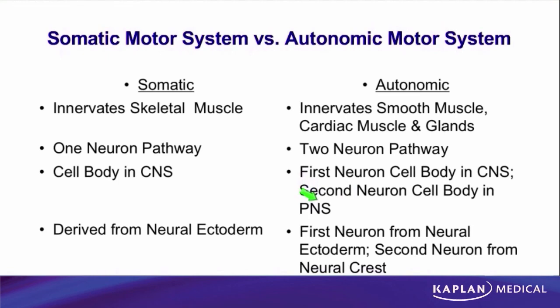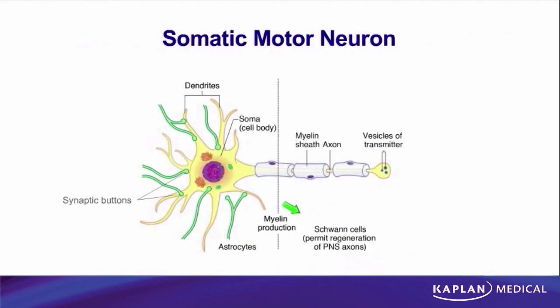And then going back to what we said earlier about embryology, since for the somatics one neuron has its cell body in the central nervous system, that means that it is a neuron derived from neural ectoderm, because any neuron that has its cell body in the CNS is from neural ectoderm. And in contrast, in the autonomic nervous system, the first neuron is from neural ectoderm, because its cell body is in the CNS, but the second neuron is from neural crest, because its cell body is in the peripheral nervous system. Okay? So let's see what that means.